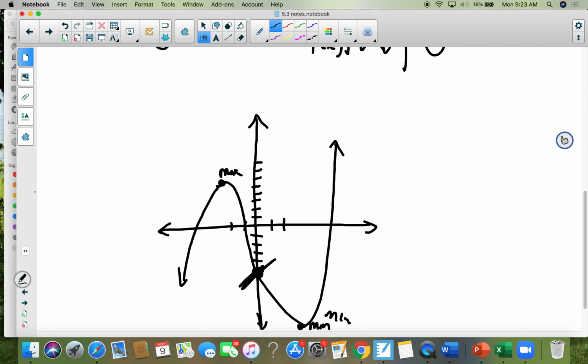Here is where it went from concave down and switches to concave up. You see how right here, it goes from concave down to concave up? You see that? So, okay, the next graph.